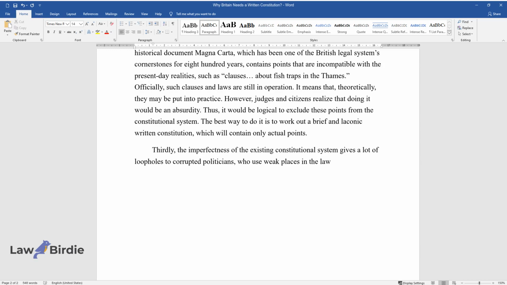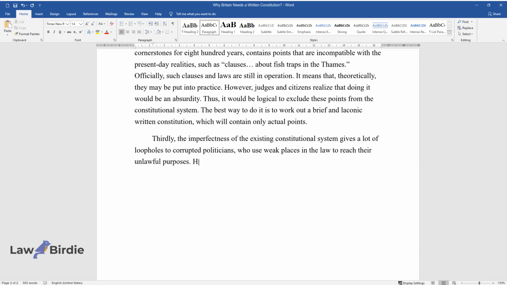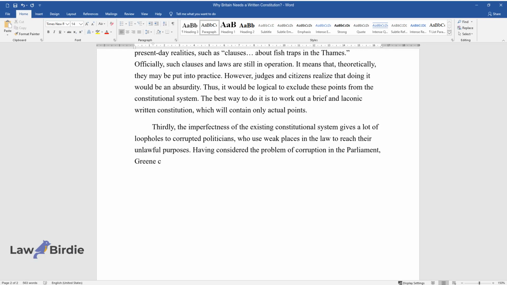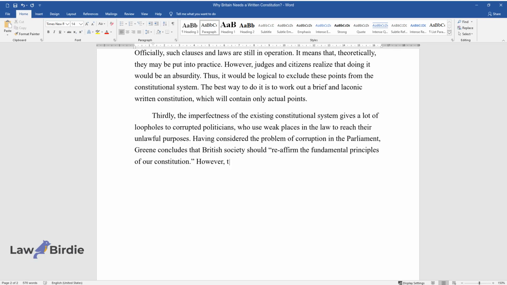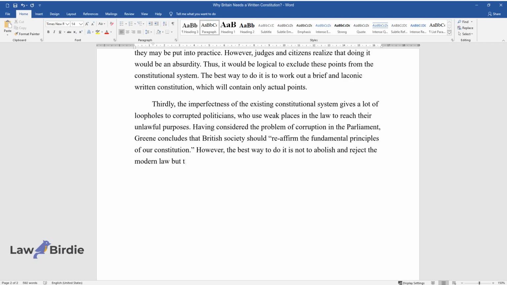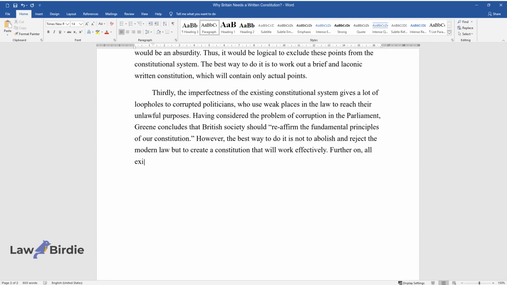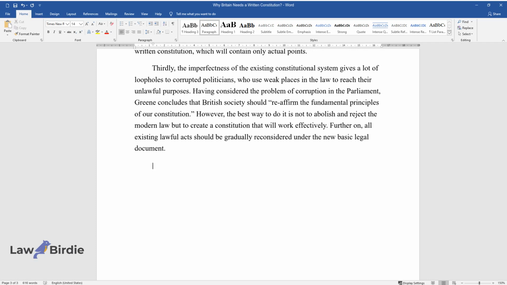Thirdly, the imperfectness of the existing constitutional system gives a lot of loopholes to corrupted politicians, who use weak places in the law to reach their unlawful purposes. Having considered the problem of corruption in the Parliament, Greene concludes that British society should reaffirm the fundamental principles of our constitution. However, the best way to do it is not to abolish and reject the modern law, but to create a constitution that will work effectively. Further on, all existing lawful acts should be gradually reconsidered under the new basic legal document.